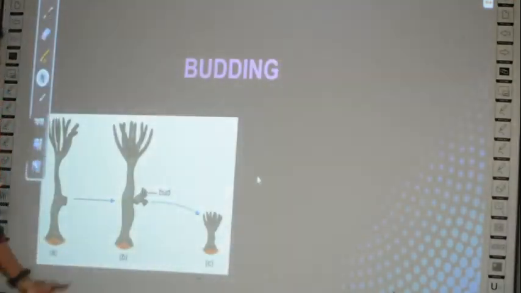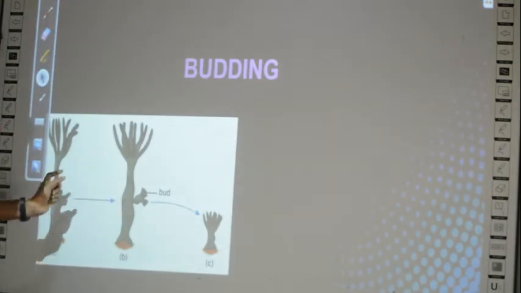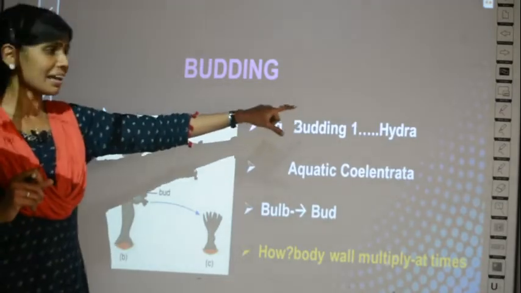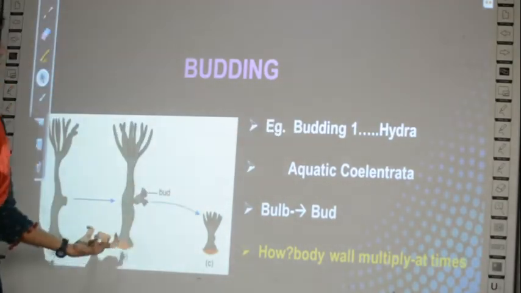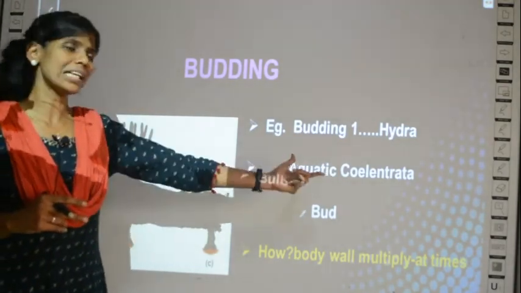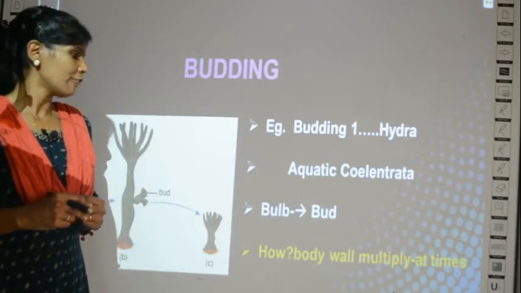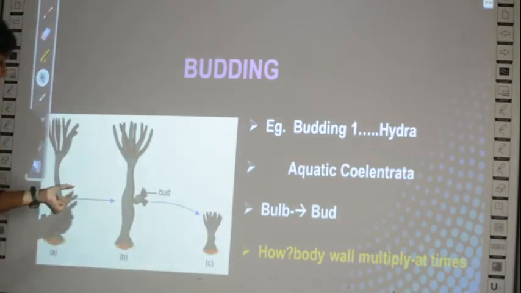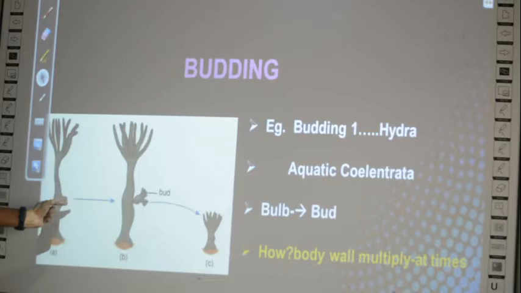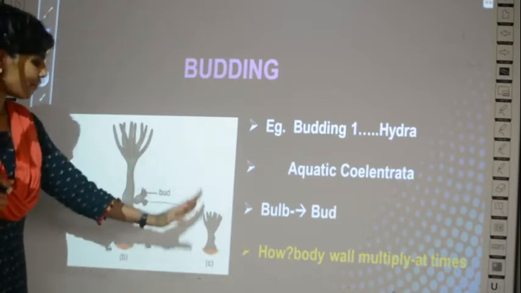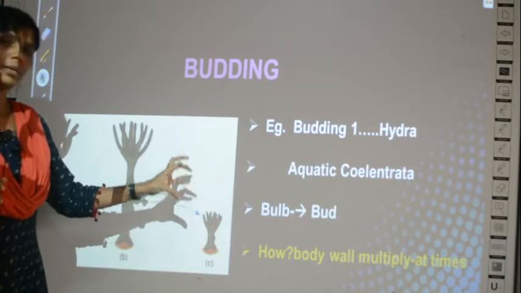What is budding? Budding means a small bud formation. For this, first a portion of the body will be swollen. The typical example for budding is hydra. This also you have to memorize. Apart from that, in aquatic coelenterata also budding can be found. Here a swollen structure is formed first, and that is called a bulge, and wherever there is a bulge, a bud is formed, and one bud can develop into a new individual. After some days the bud will grow and it will fall down and develop into a new individual.